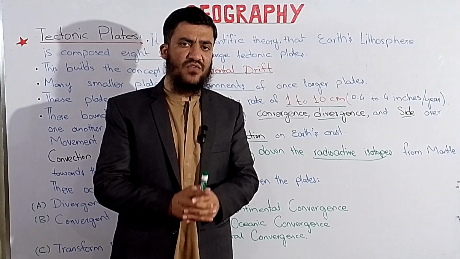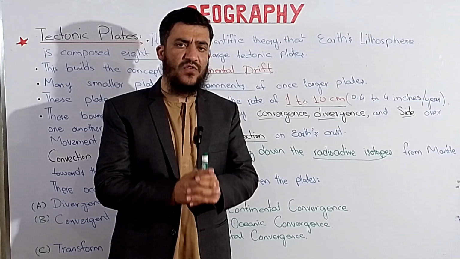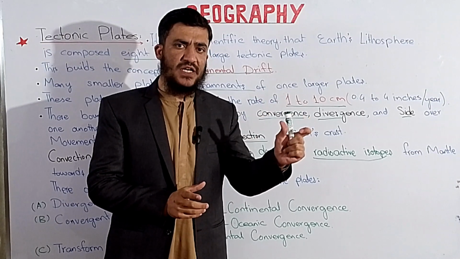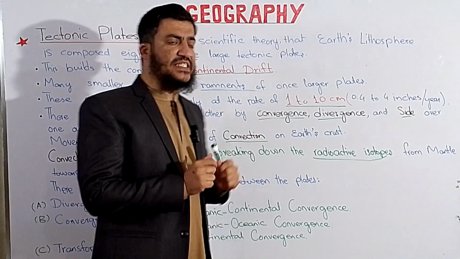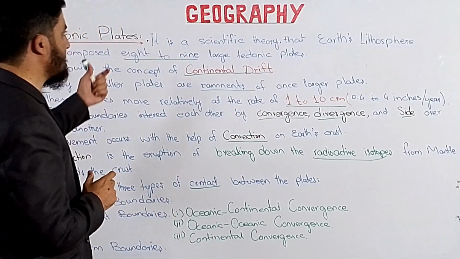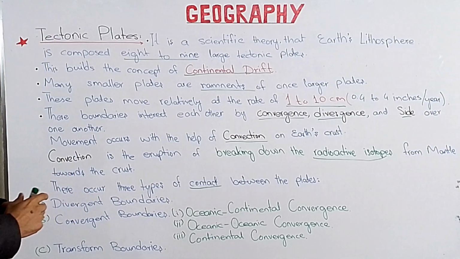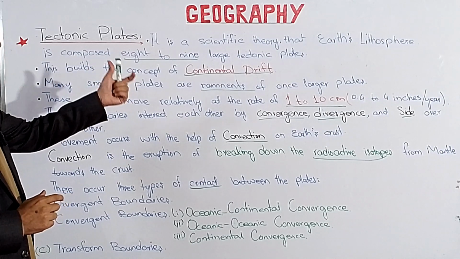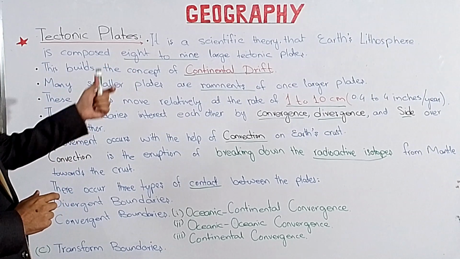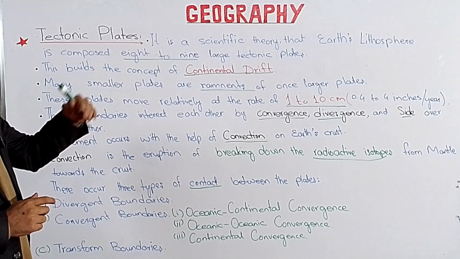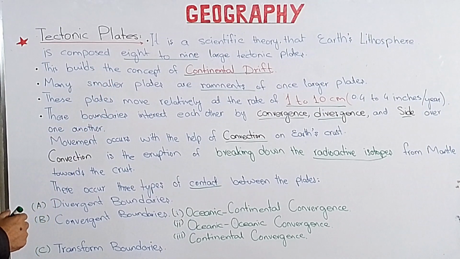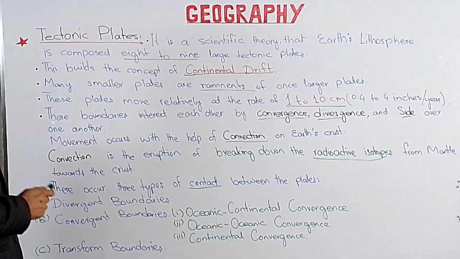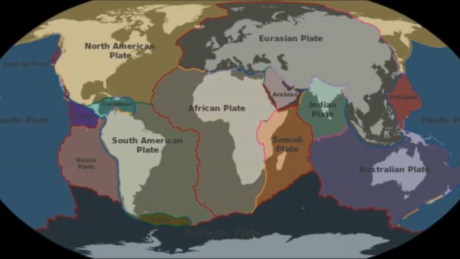Dear students, in this lecture we will be talking about the second topic of geography, that is tectonic plates, or plate tectonics. Plate tectonics is a scientific theory that says the Earth's lithosphere is composed of 8 to 9 plates. The Earth's lithosphere is the upper surface, or crust, of the Earth. These 8 to 9 plates are made by the continental drift.